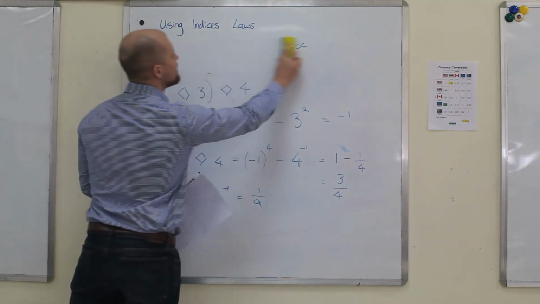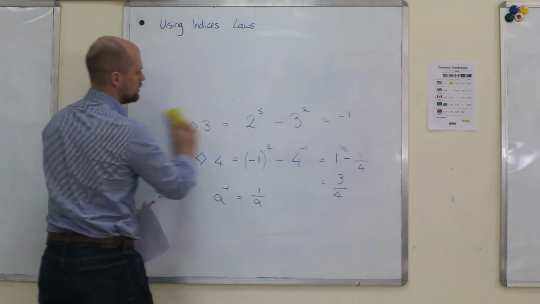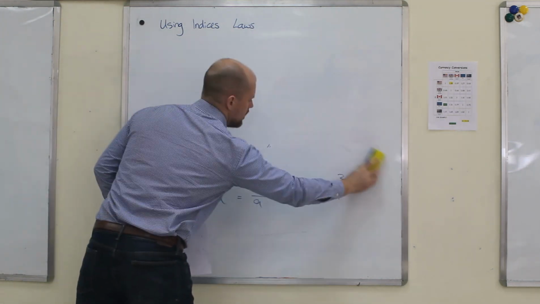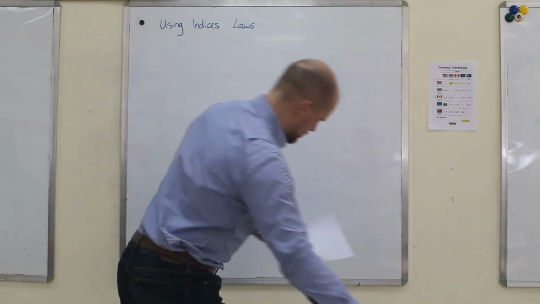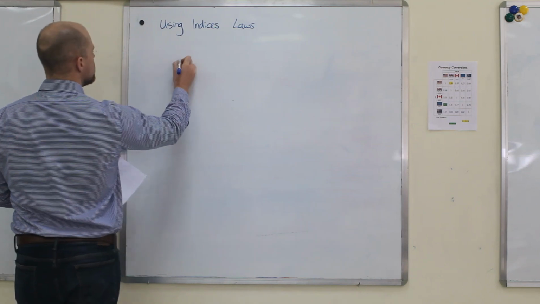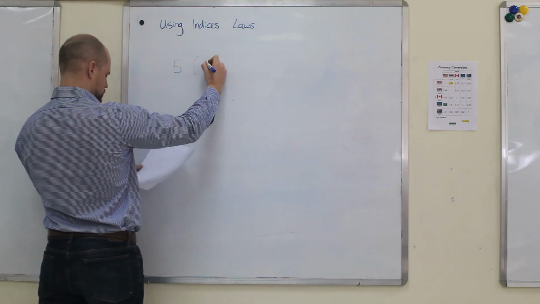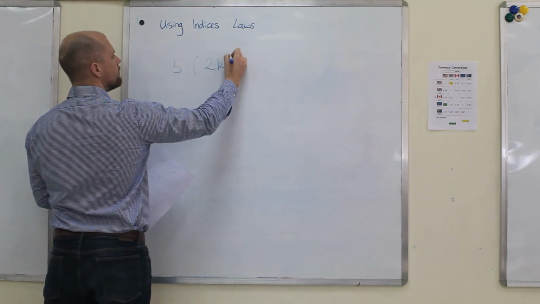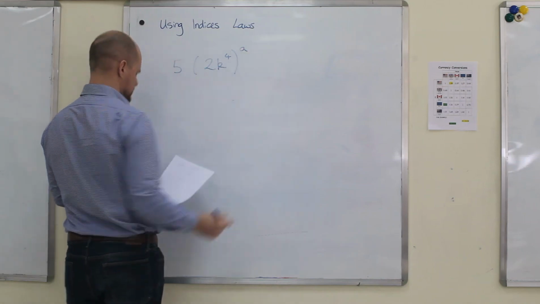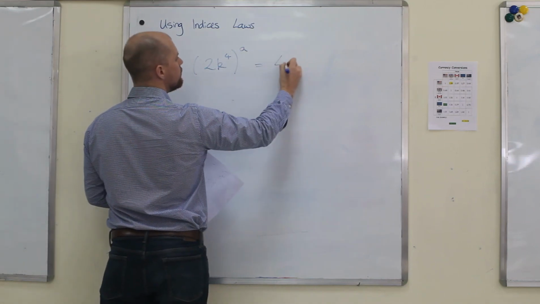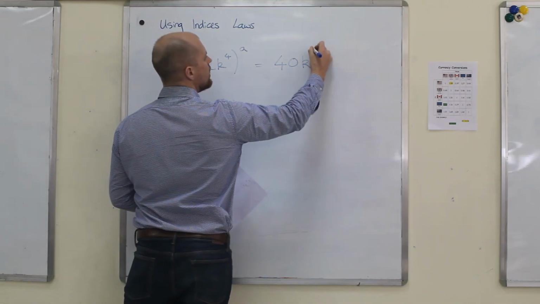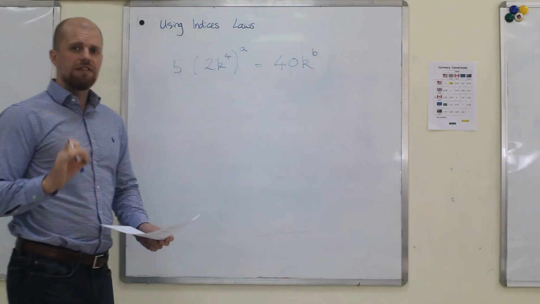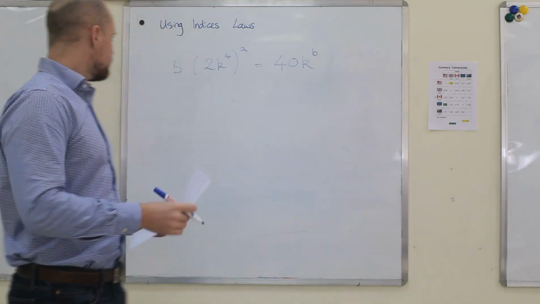In my next question, I have got 5 lots of 2k^4 to the power a, and that equals 40k^b. And I want to try and find a and b.